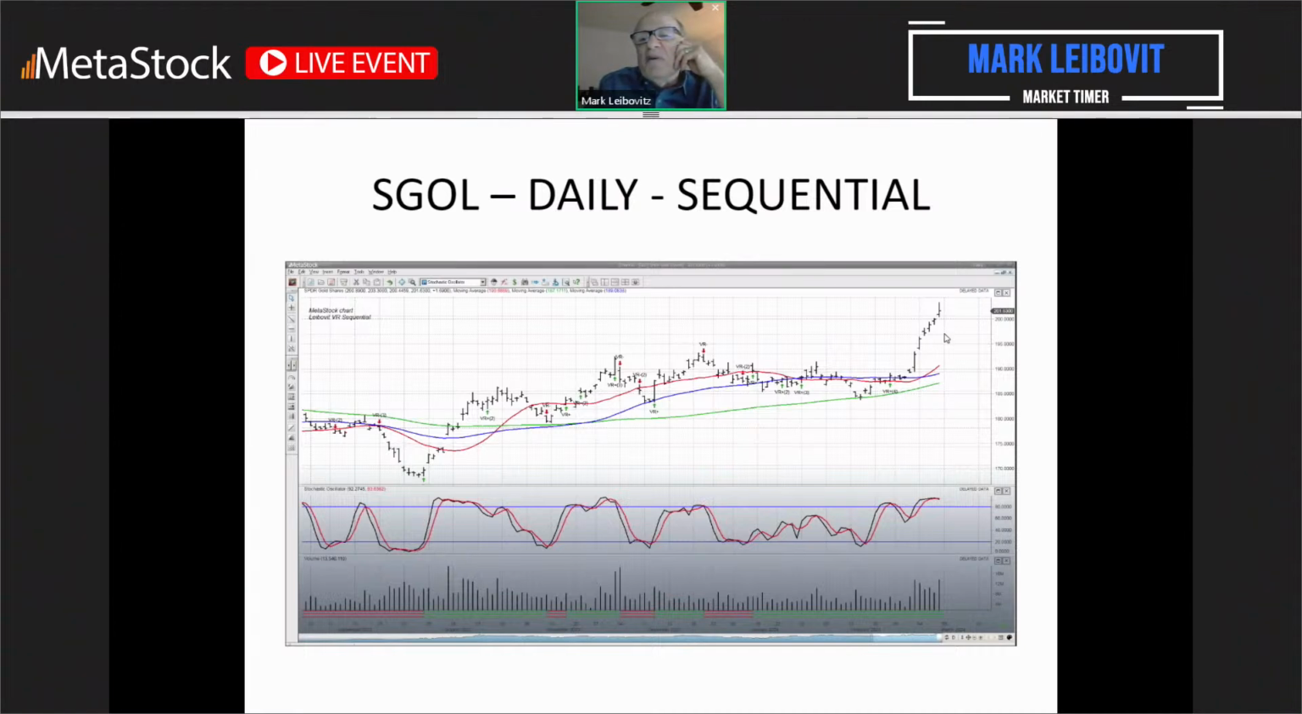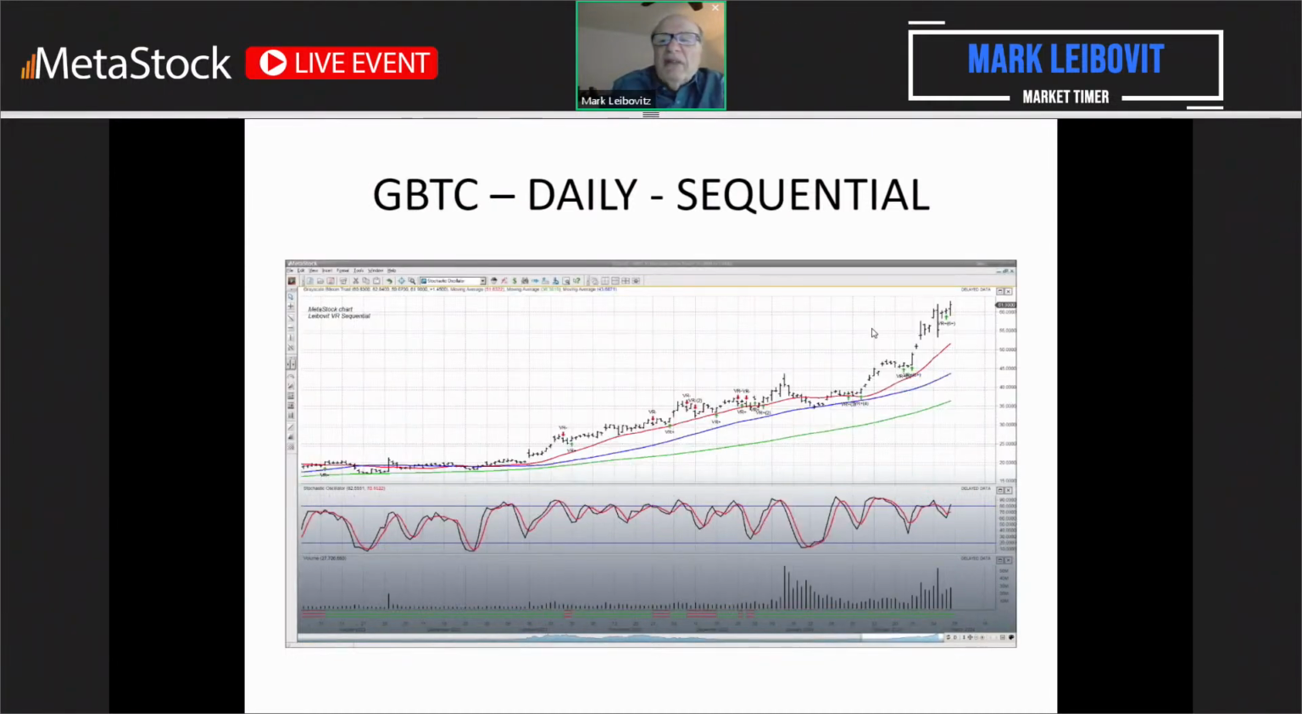So would I buy SGOL here? No, it's got a gap. It's a little too high for me. Then again, I don't have a negative VR, but I did take some profits. So just letting you know there.